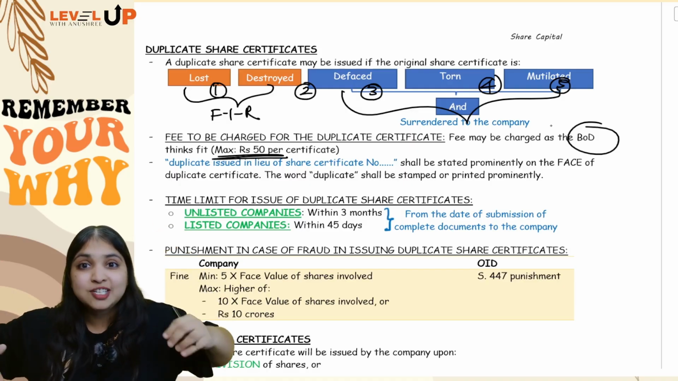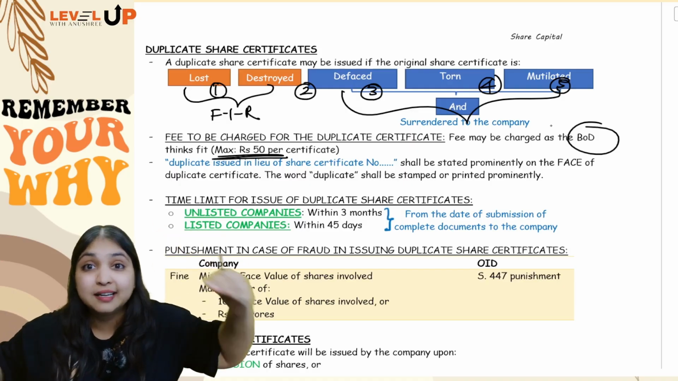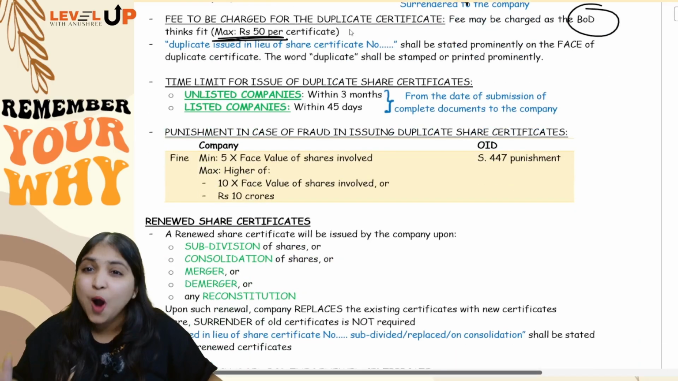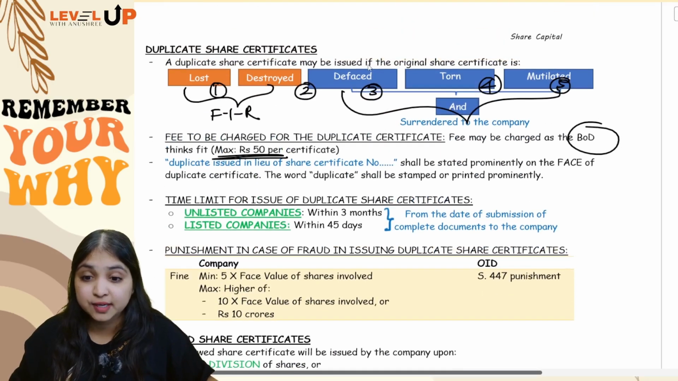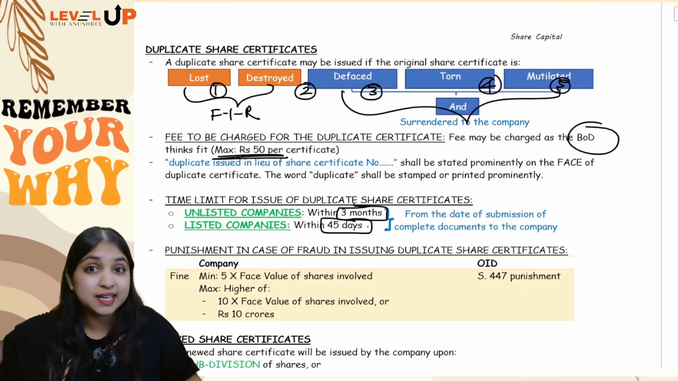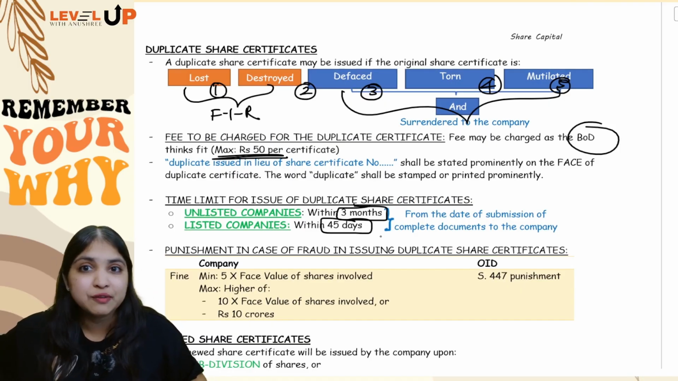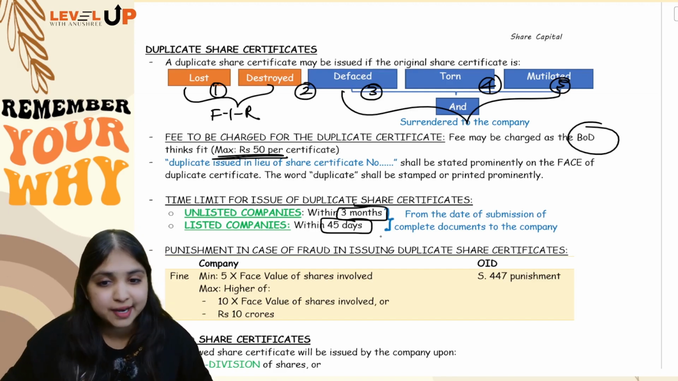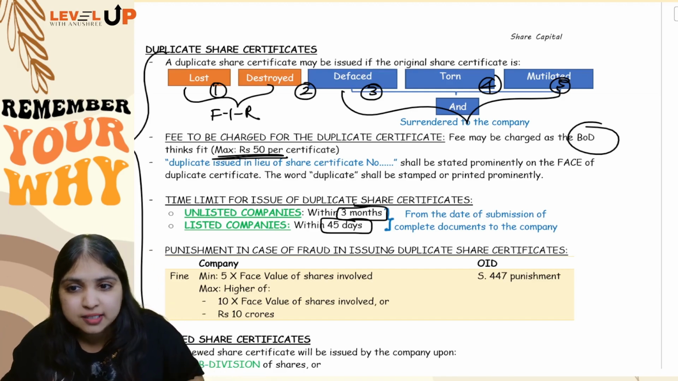Then on the duplicate share certificate, it should be clearly written that it is a duplicate share certificate. And within how much time will the company issue a duplicate share certificate, guys? In unlisted companies within 3 months, in listed companies within 45 days. Earlier ICI material wrongly gave 15 days and now it is corrected to 45 days. Alright, so this was the duplicate share certificate discussion.